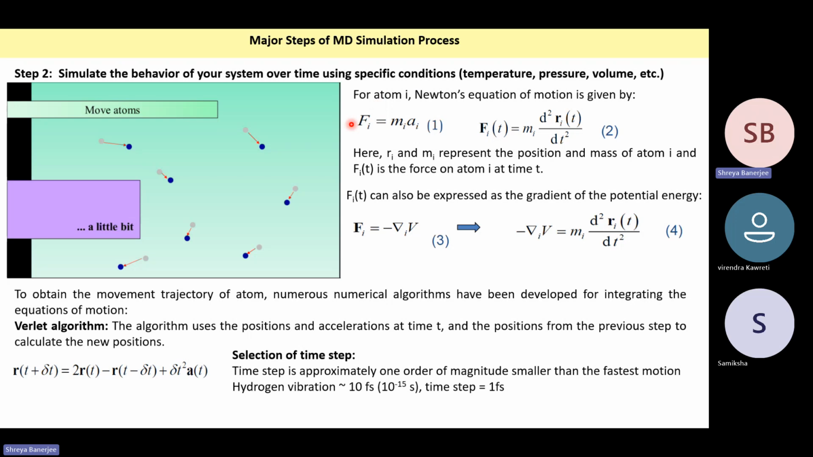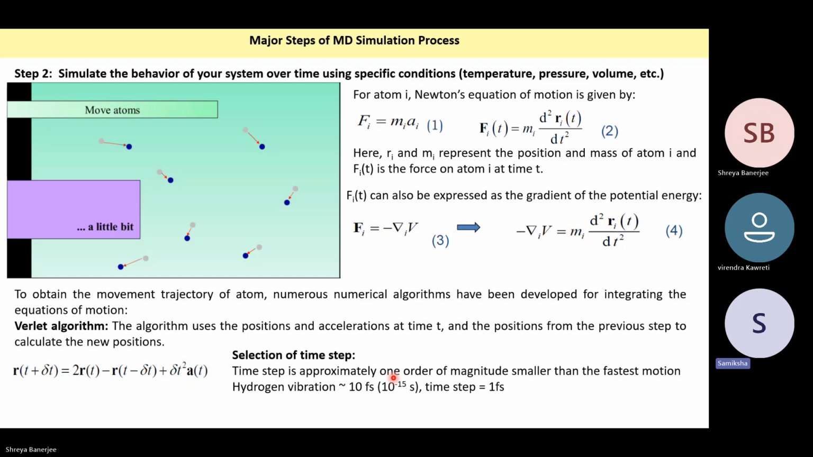The software will find out the position and velocity or acceleration of each particle based on Newton's laws of motion, and it will make a list of these positions and accelerations at different time steps. And this is how the time step is chosen: 1/10 of the movement we want to look at.